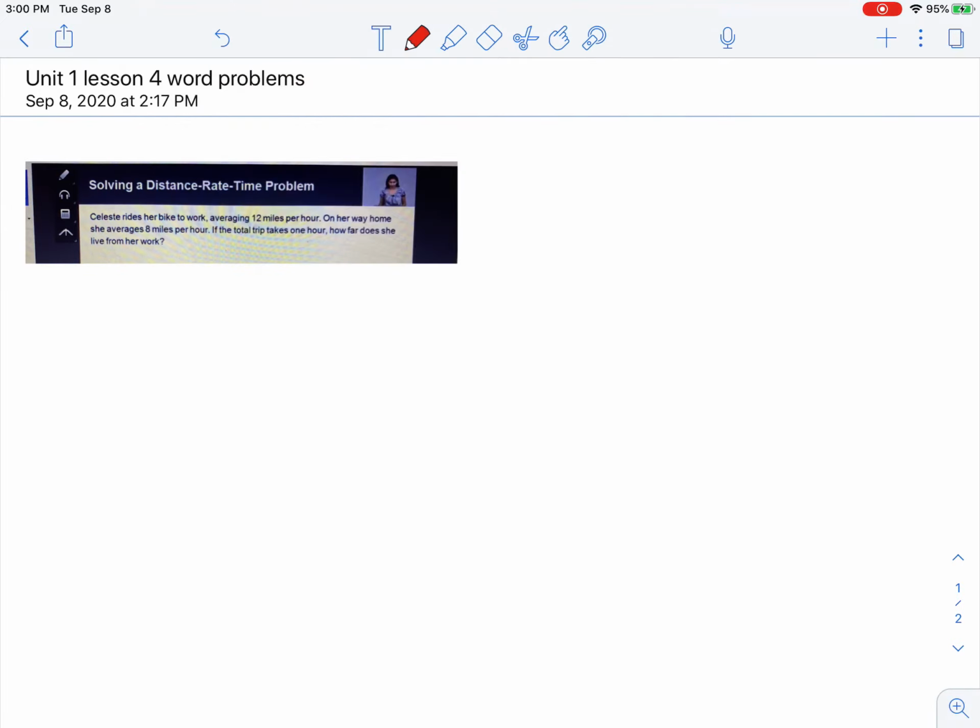Okay. So first, I want you to notice that this is a rate times time equals distance problem. You might notice that even the title says it. The reason why I know is they mention miles per hour. Miles per hour is a rate. So there's my rate.